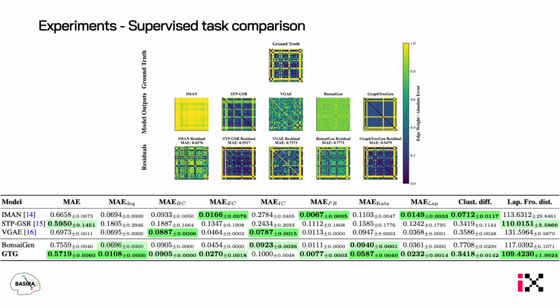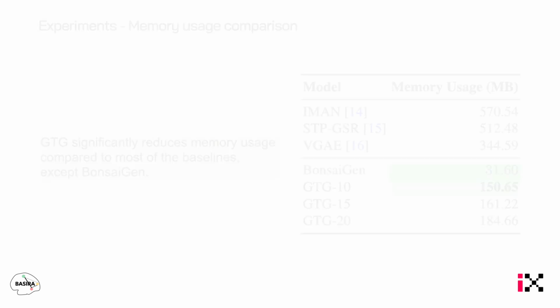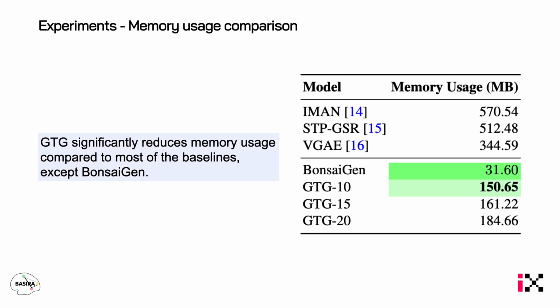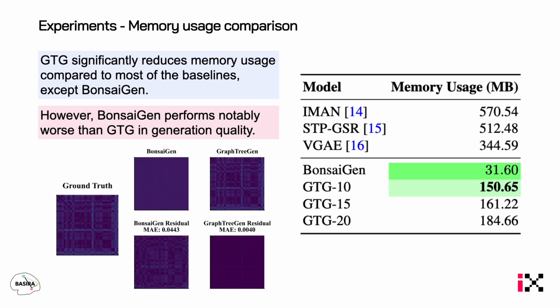We also evaluated our model on a supervised task, and both the visualization and the table show that GTG demonstrates comparable performance to all other methods. For the memory usage, GTG significantly reduces memory usage compared to most of the baselines except BonsaiGen. However, BonsaiGen performs notably worse than GTG in generation quality.